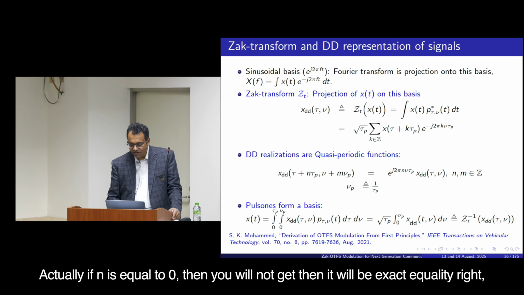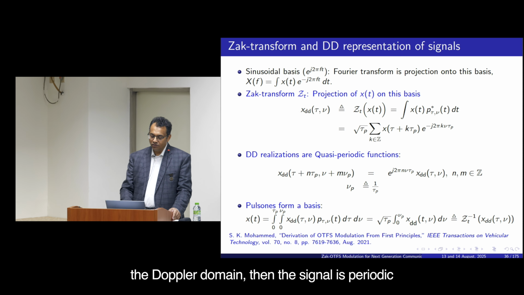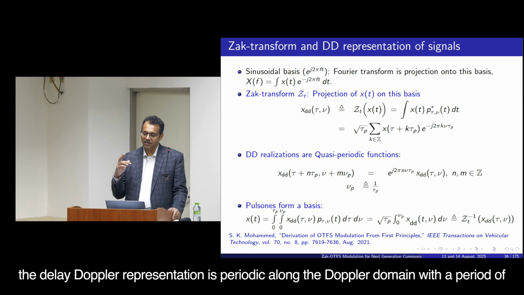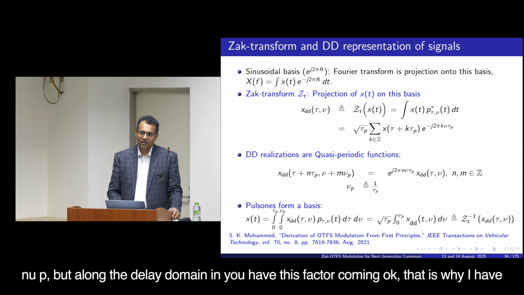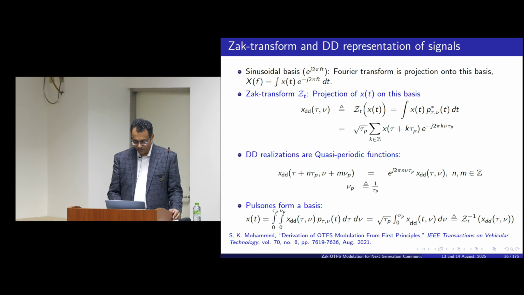Actually, if n is equal to 0, then it will be exact equality, right, which means that if you go along the Doppler domain, the delay-Doppler representation is periodic along the Doppler domain with a period of nu p. But along the delay domain you have this factor coming in, okay. That is why I have to use this word quasi, that is why this quasi is used here, okay.